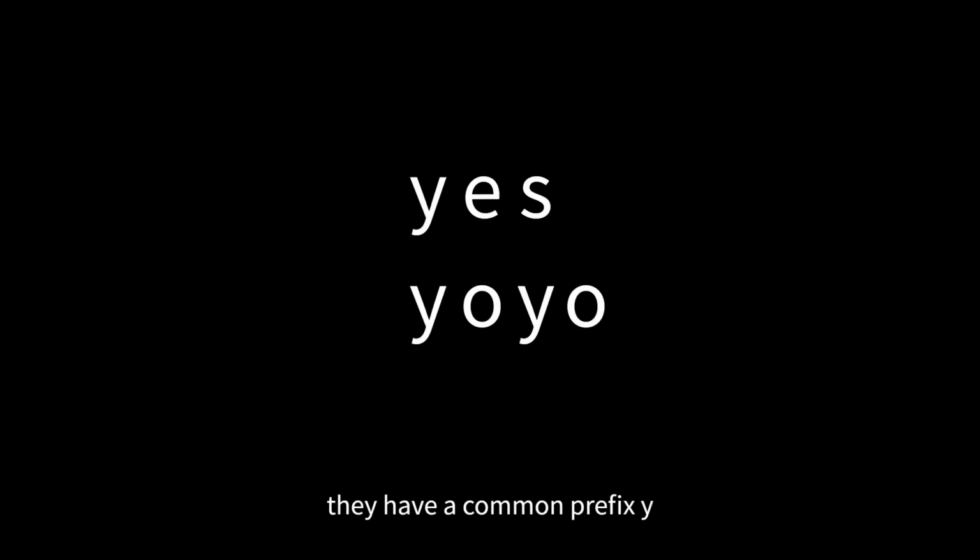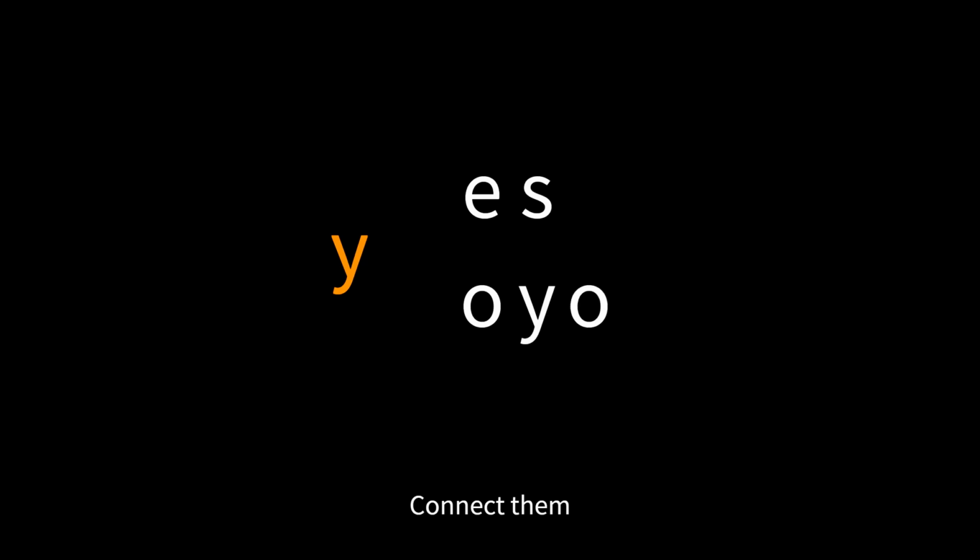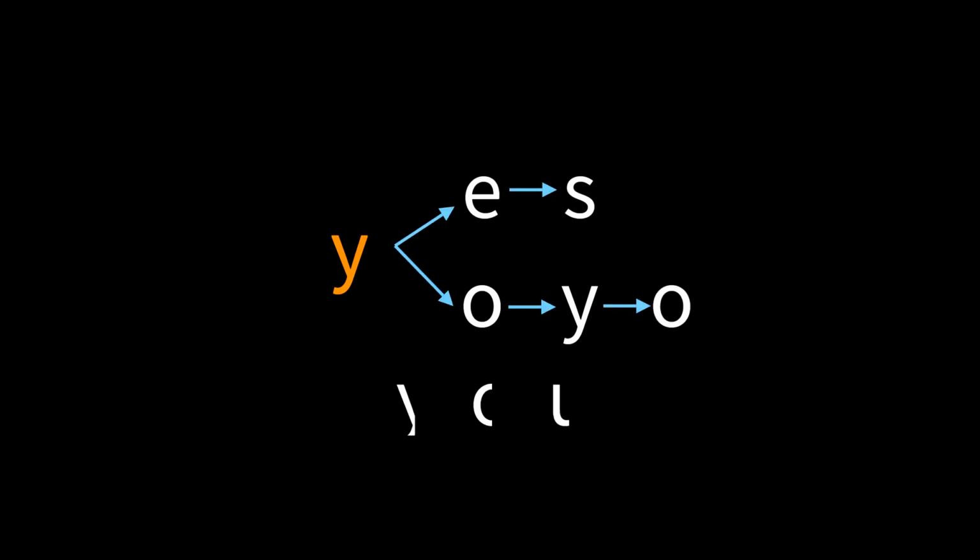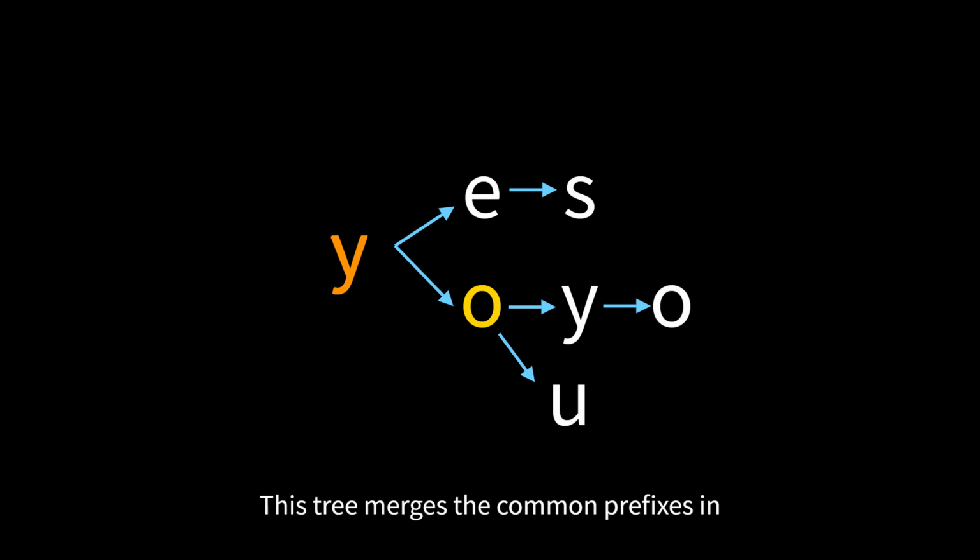For example, there are two strings. They have a common prefix Y. We can merge their prefix and connect them. Here is another string. You can continue to merge, and so on. This is the structure of a tree. This tree merges the common prefixes in the strings as much as possible.